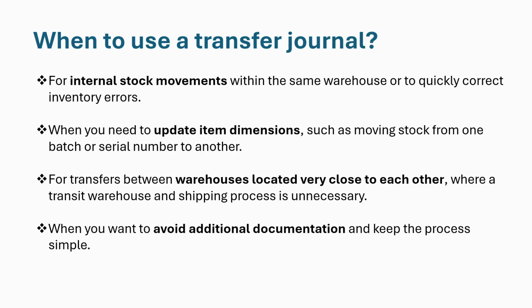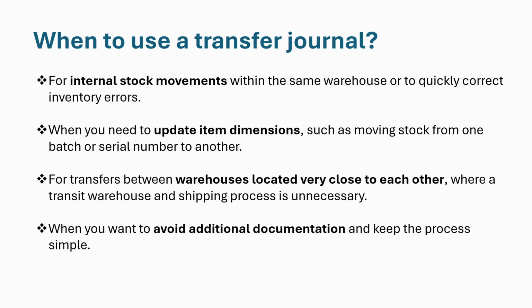And let's see when we can use the transfer journal. It can be used for internal stock movements within the same warehouse, and it can be used to update the item dimensions. It can be tracking dimension or product dimension, and it can be used for transfer between warehouses located very close to each other, where a transit warehouse and shipping process is unnecessary, and when you want to avoid the additional documentation, you can use the transfer journal.